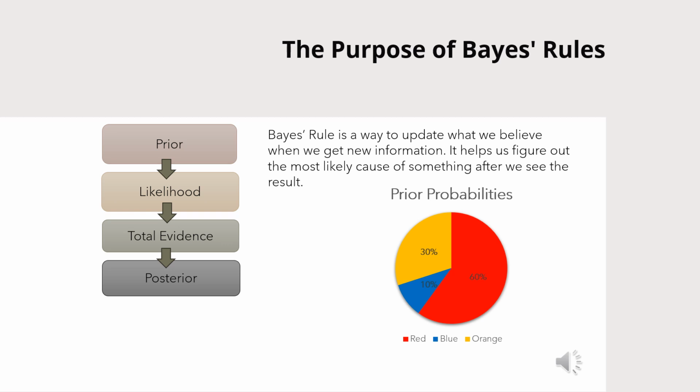The picture that I put here shows the prior probabilities. There was a 30% chance of it being orange, 10% of it being blue, and 60% of it being red. So that's the prior probability that we already know, or how likely each option was. We could use Bayes' rule to work backwards and figure out which one Cynthia used. And the other diagram shows the steps, the order of how we use Bayes' rule.